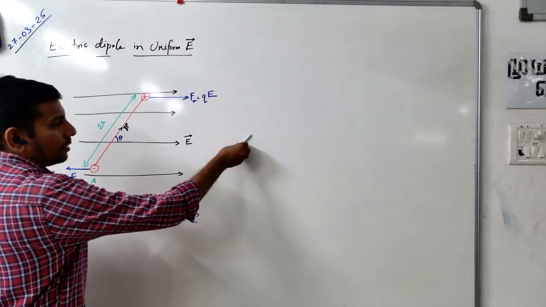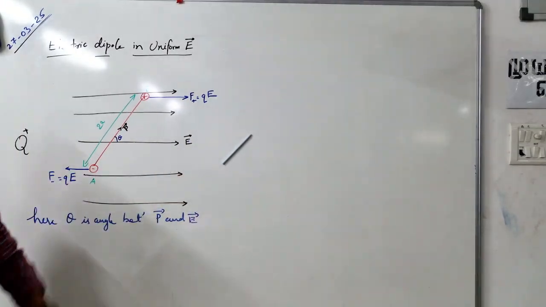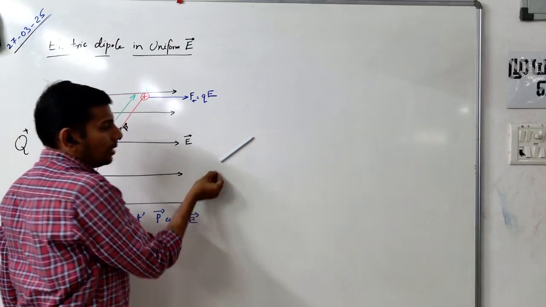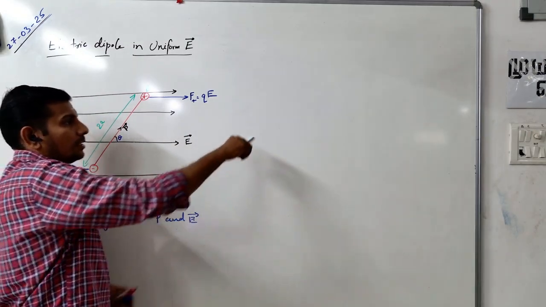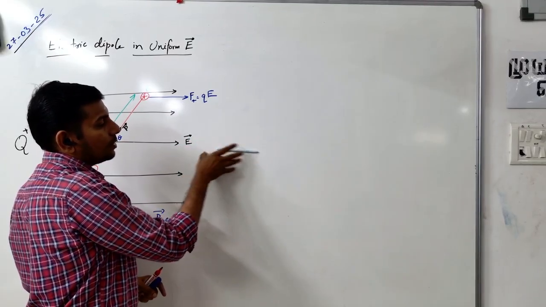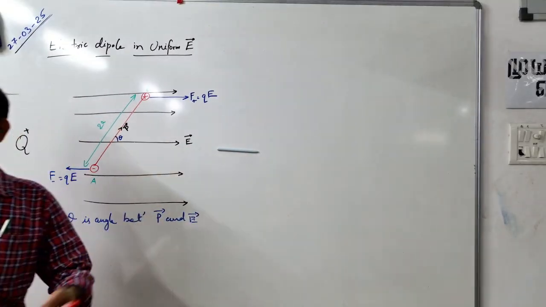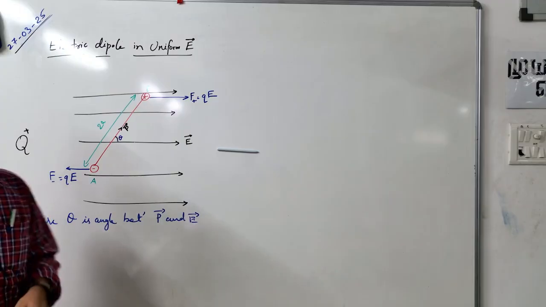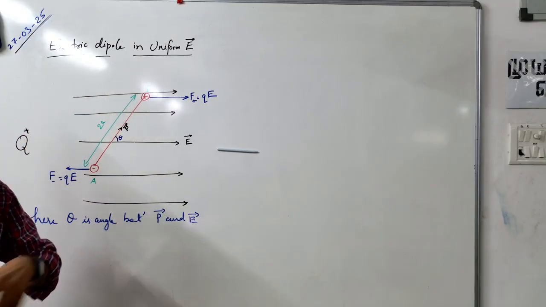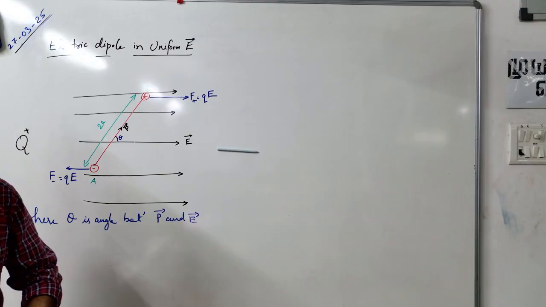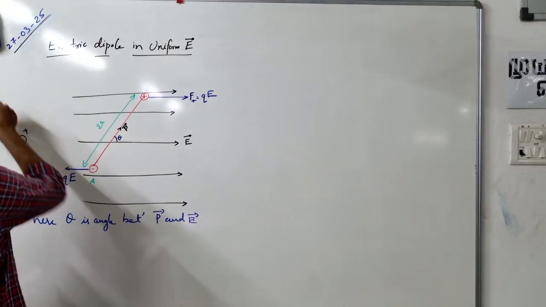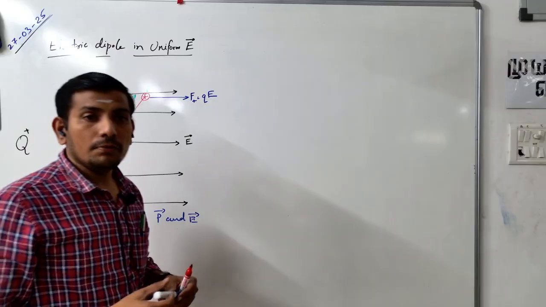Suppose I have a line here and the force is going to pull it in this direction. Another force is going to pull this side in this direction. So technically, when this happens, what happens to this whole body? The body starts to rotate. So when a dipole is kept in a uniform electric field, it will experience a torque. Hence, it will start to rotate. So now we are going to derive the torque experienced by a dipole in a uniform electric field.